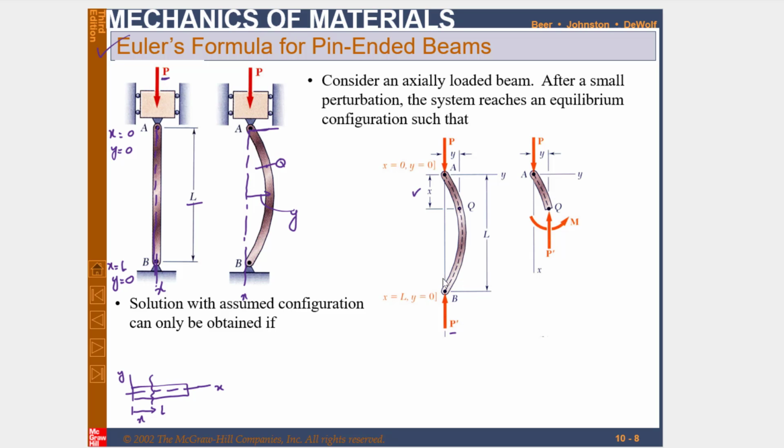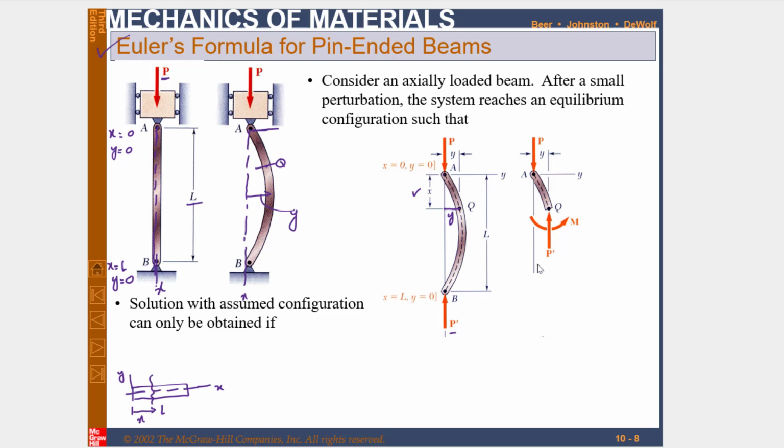You can see at this point, the force P dash is moved to this point Q. After moving the force to Q, there will be a reaction moment as well. Clear? As we have taken the section at a distance of x from point A, there will be a deflection y. This is the deflection from this point to this point, and this deflection is y.